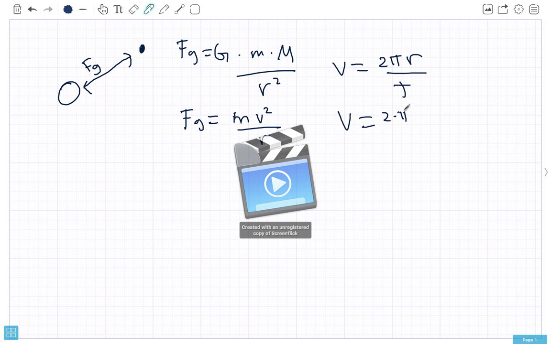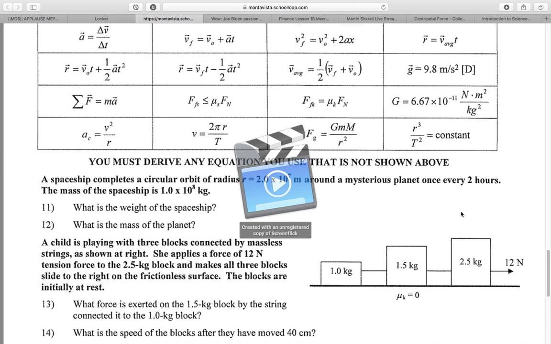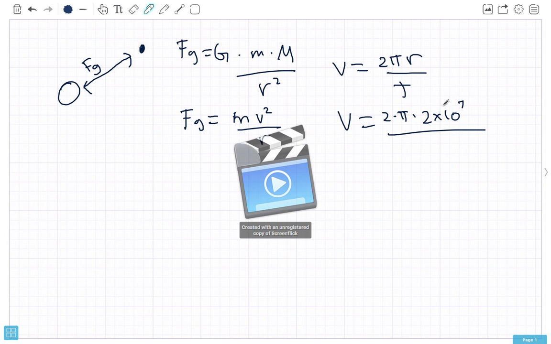So we need to find what v is first. We have 2 times pi times radius, which is 2.0 times 10 to the power 7, all that over the period being 2 hours. So just use hours. Well, now let's look at that. 2 hours, and let's find what v is. Well, we can cross that out nicely. 2 times 10 power 7, all that, times pi is essentially 6283185.07. So we have that.